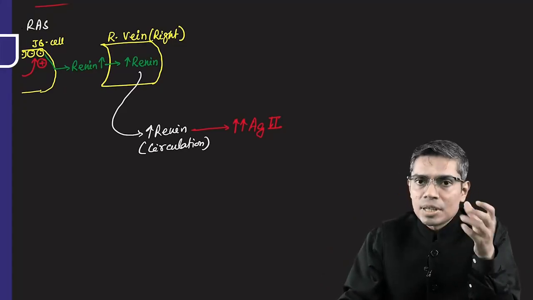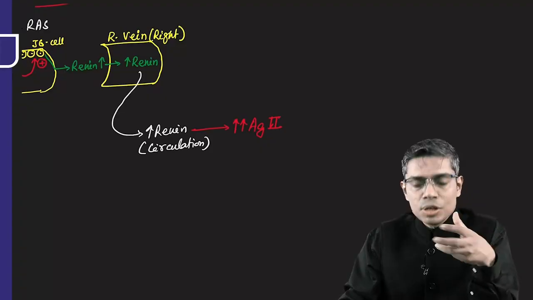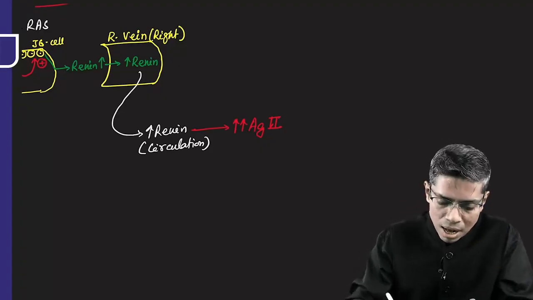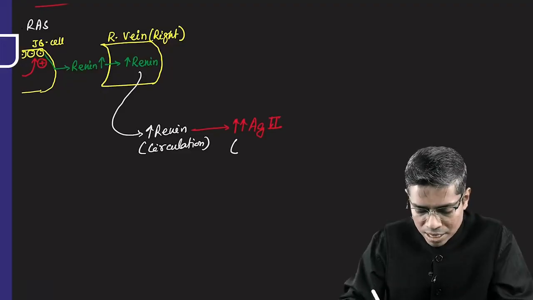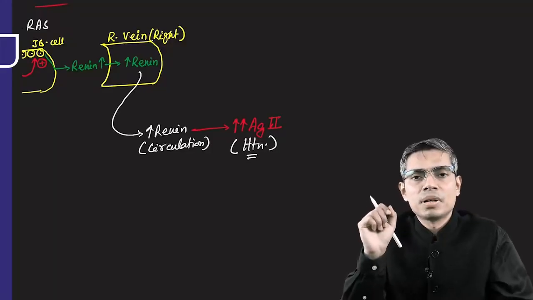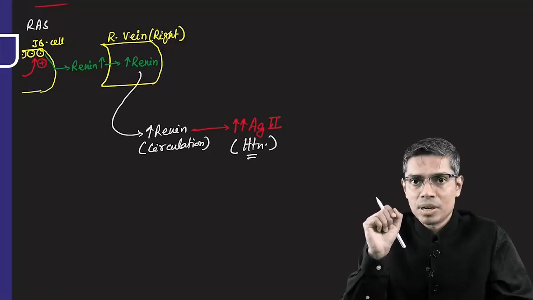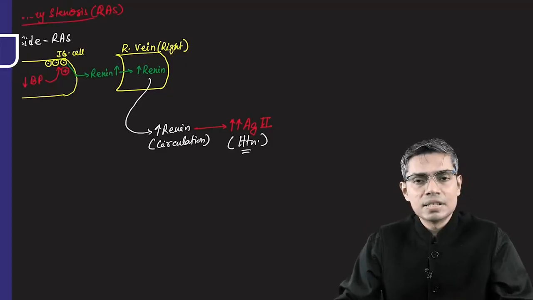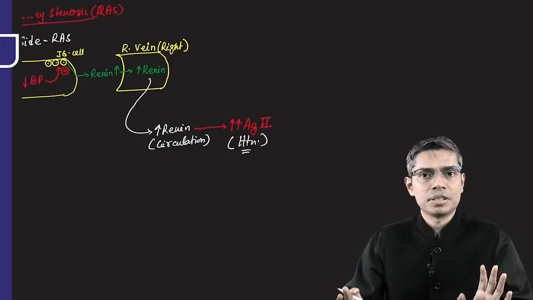Now this increased amount of angiotensin 2 in your systemic circulation will produce vasoconstriction, and it has an additional effect, as it will also stimulate the sympathetic system. So due to this vasoconstriction and sympathetic system stimulation, a high amount of angiotensin will produce hypertension. That's why the patient of renal artery stenosis will always suffer from hypertension, secondary hypertension. So what is the cause of this hypertension? An increase in angiotensin 2 in the systemic circulation.